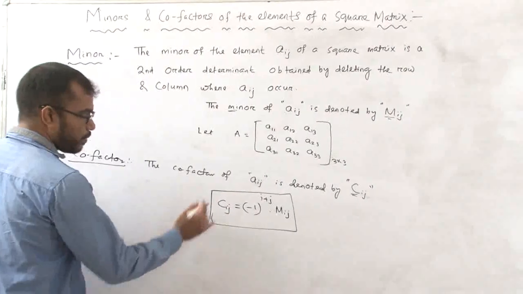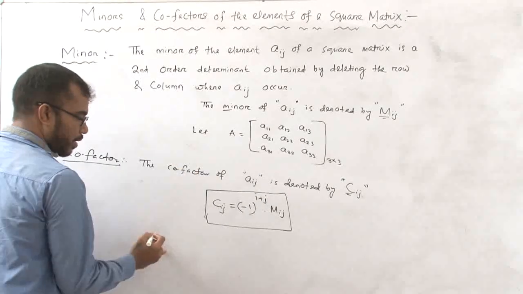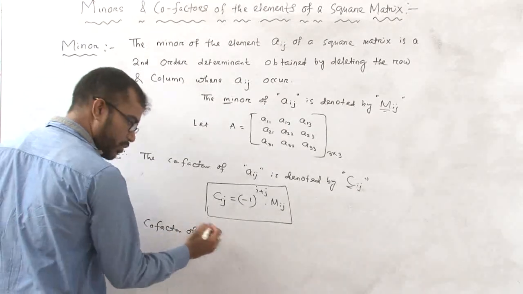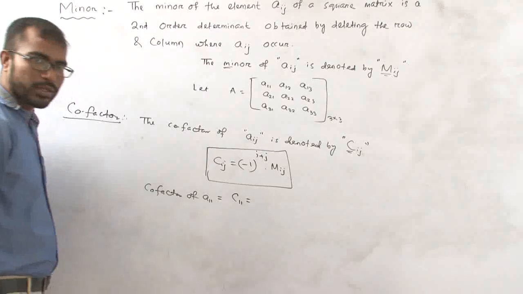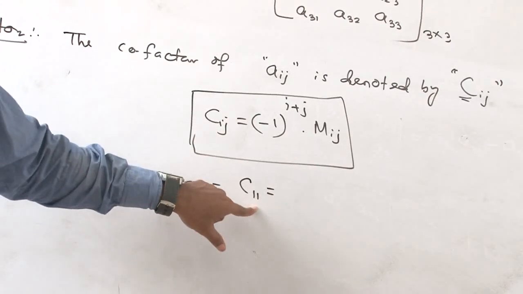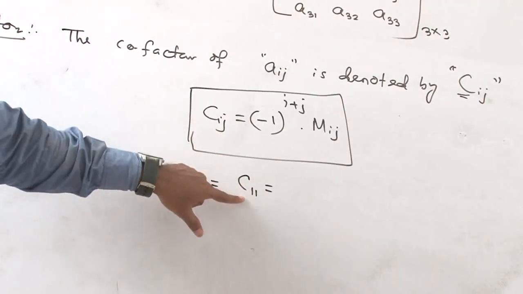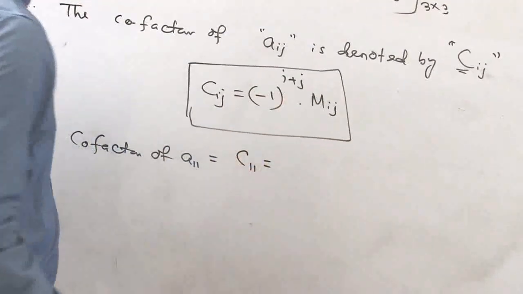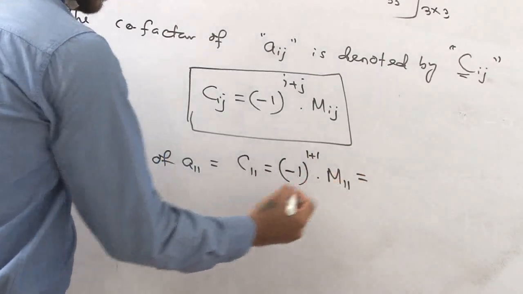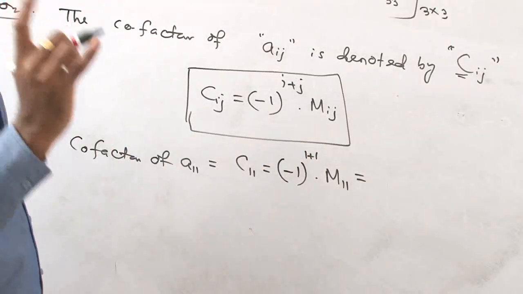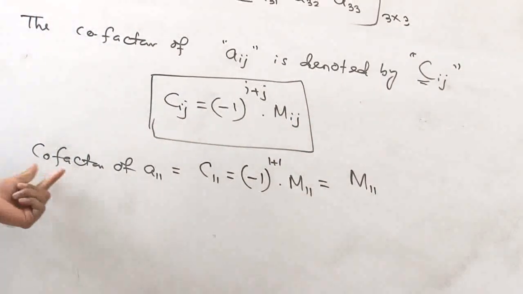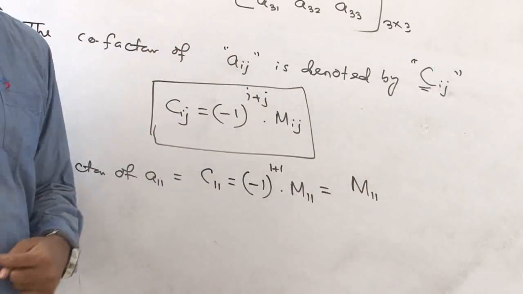Suppose there are 9 elements. So the first element, that means cofactor of A11, is denoted by C11. So here i is equal to 1 and j is also 1. If we put this in the formula, then we get minus 1 to the power 1 plus 1 into M11. So we get minus 1 to the power 2, that means positive. So we finally get M11. That means cofactor of A11 is equal to M11.